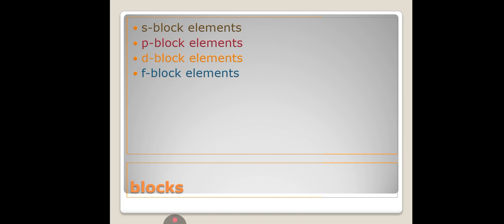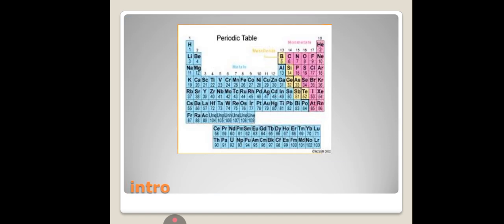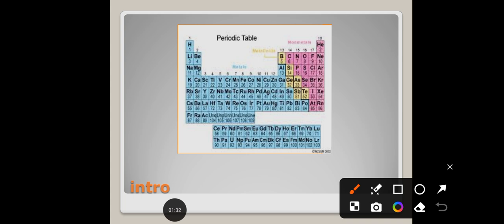So when the valence electrons are present in the S orbital, they are named as S block elements. Similarly, when elements are placed in the P orbital, they are named as P block. And when elements are placed in the D orbital, they are named as D block. So now let's understand this with respect to the periodic table.